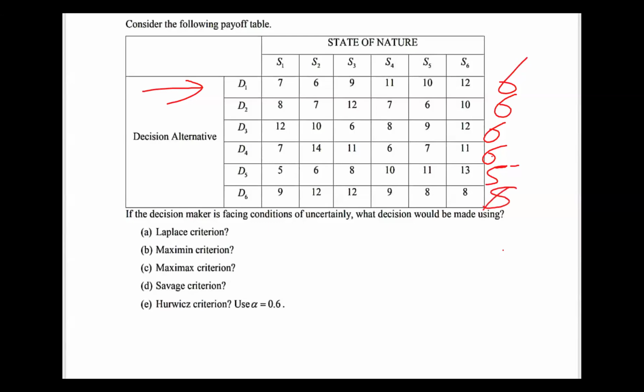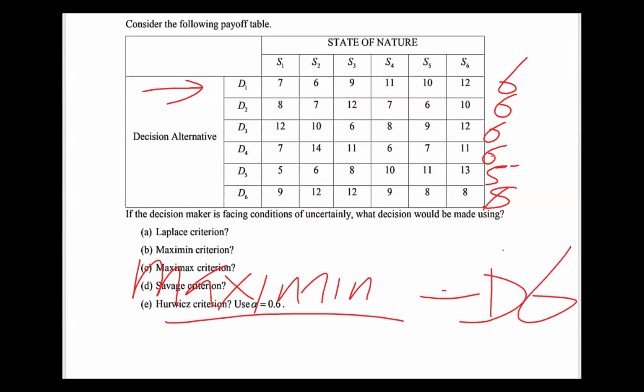So now, from these minimums, you choose the maximum. What decision are you going for? Using maximum, it's decision 6. You're still going for decision 6, right? Mm-hmm. Any questions?